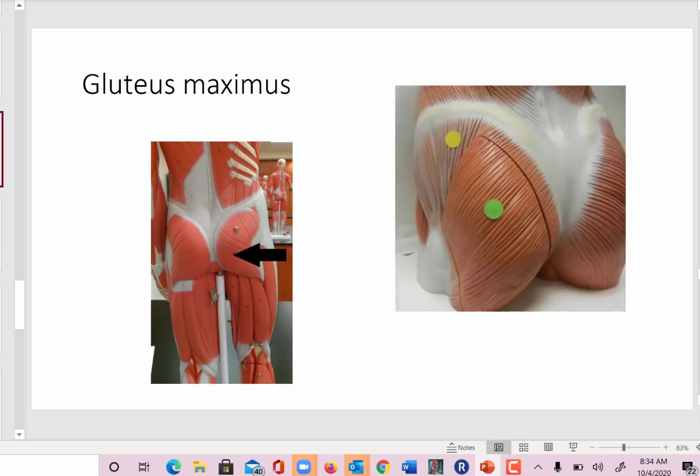Our next muscle is the gluteus maximus, shown here on this model. But it's also shown here on this larger model and on here. The gluteus maximus has its origin on the ilium, sacrum, and the coccyx. It inserts on the gluteal tuberosity. Its action is to extend the thigh.